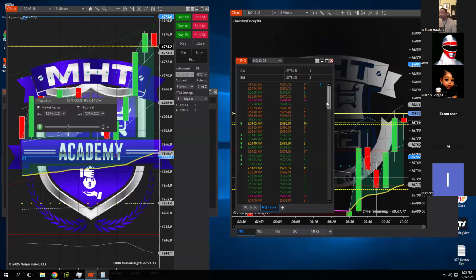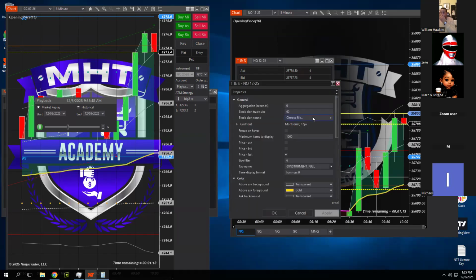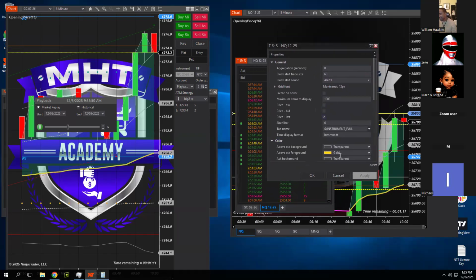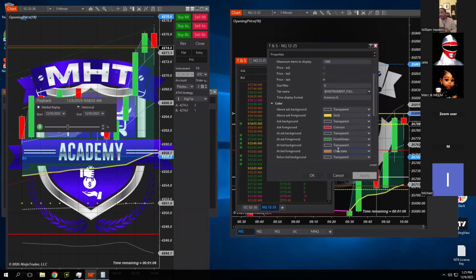What do those colors mean on that screen? They all mean something slightly different. Some of them might be trades that they took to get out of a trade. The only ones I pay attention to are the orange and the green, because orange is a sell, green is a buy. Okay. The other ones mean something slightly different, like above ask foreground, at ask foreground. The one at ask is a buy. At bid is a sell. So I only pay attention to the orange and green.